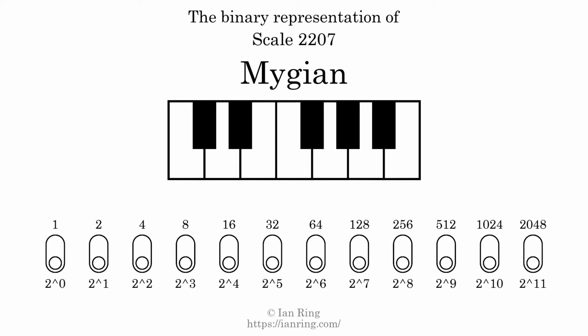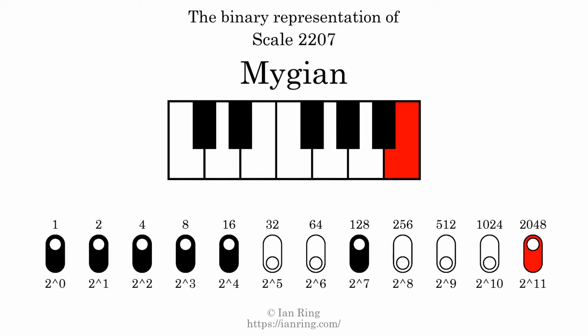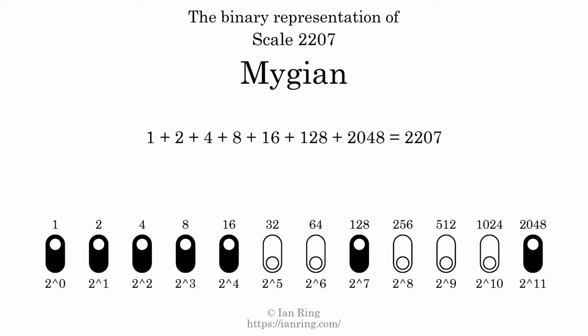The binary representation of this scale is determined by mapping tones of the scale to binary digits. Each binary digit represents a power of 2. To get the scale number, we add the powers of 2 together. The powers of 2 that are present in the scale, all added together, equals 2207. That is why the scale number, in decimal, is 2207.